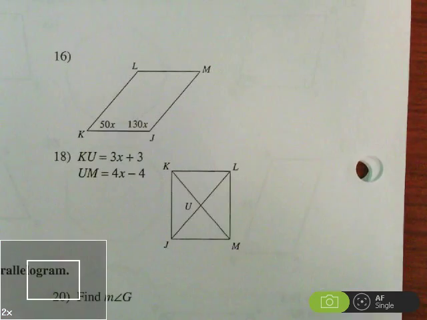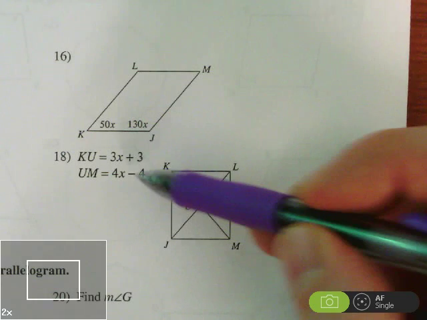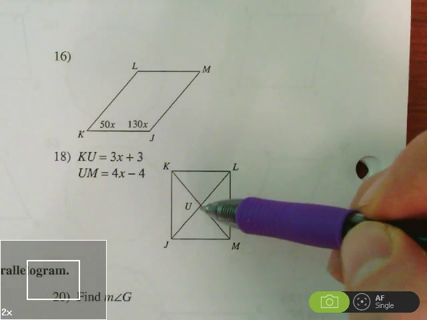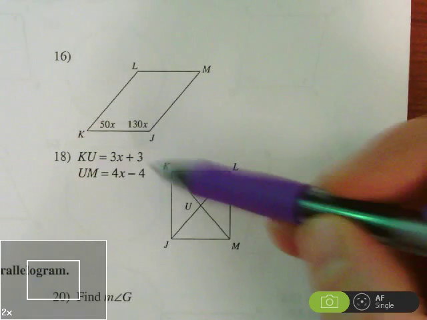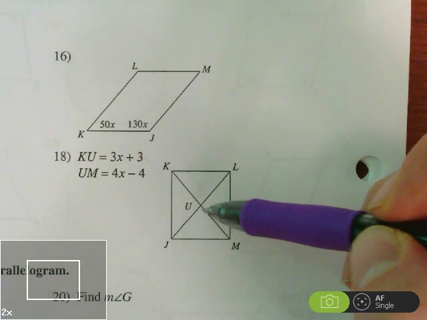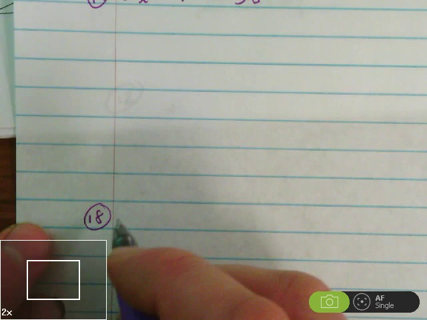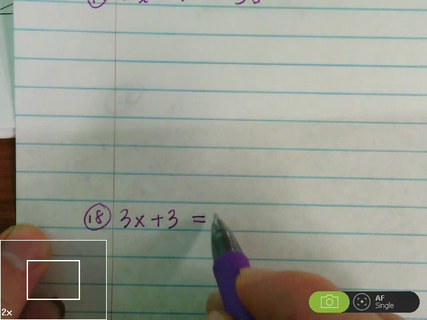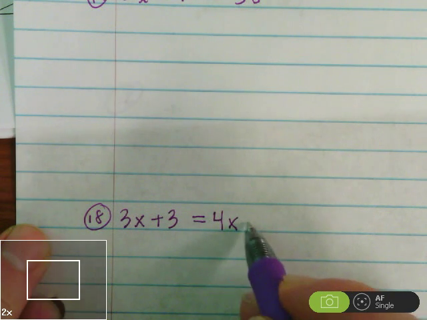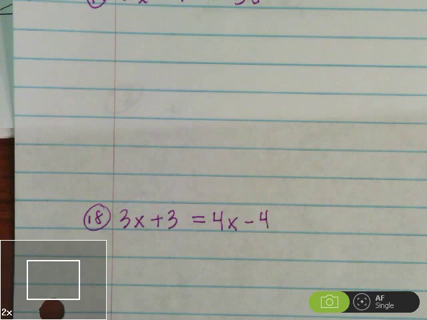Number 18, we have KU equals 3x plus 3, and UM equals 4x minus 4. And since the diagonals bisect each other, then KU should be the same as or equal to UM, which means that 3x plus 3 equals 4x minus 4. So for number 18, we have 3x plus 3 equals 4x minus 4. All right, I'm going to pause there and give you a chance to work these equations out.